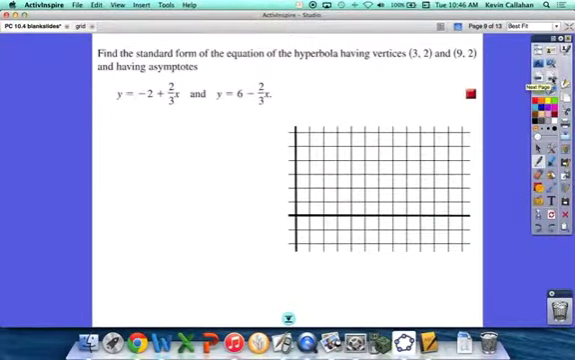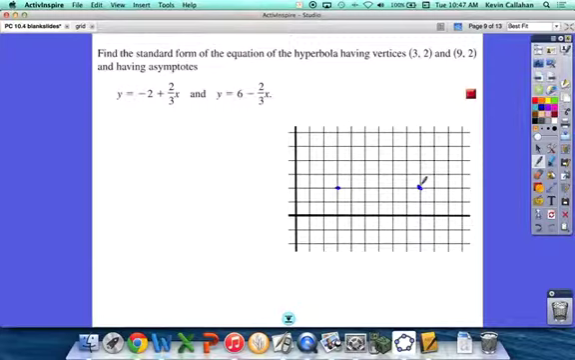Okay, so find the standard form of the equation with these vertices and these asymptotes. Okay, so let's see. The vertices are at 3, 2, and 9, 2. So 3, 2, and 9, 2. That would be 6. That would be 9, 2.